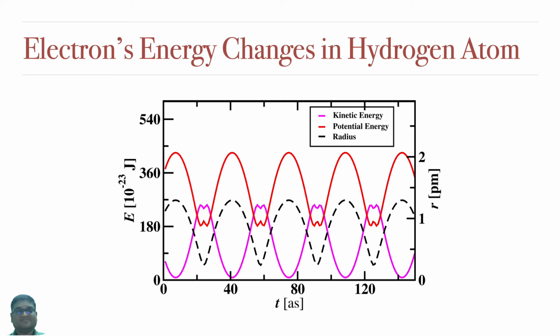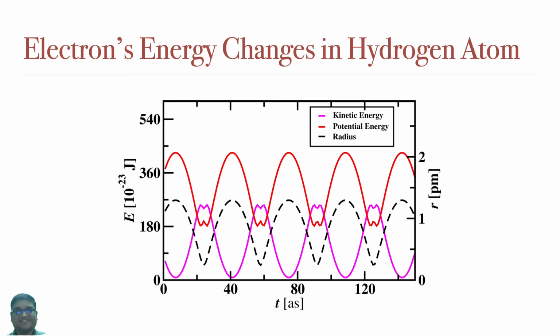Now let's see the electron energy changes inside the hydrogen atom. As you can see, the dotted black line is the change in the radius, which I represented on the right side of the plot in the y-axis. The electron comes close to the nucleus, the radius decreases, and then it goes away from the nucleus and repeats the cycle. So it is periodic.